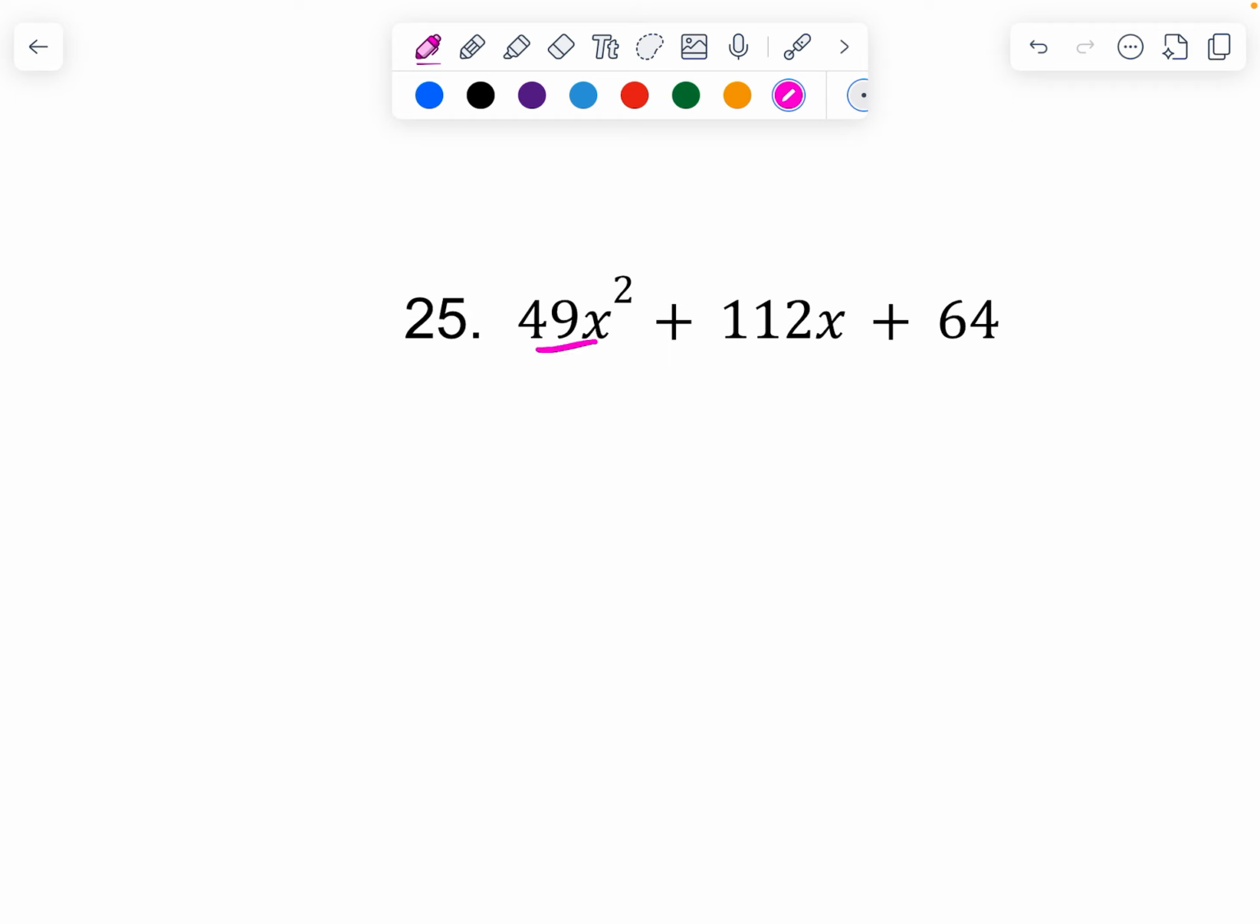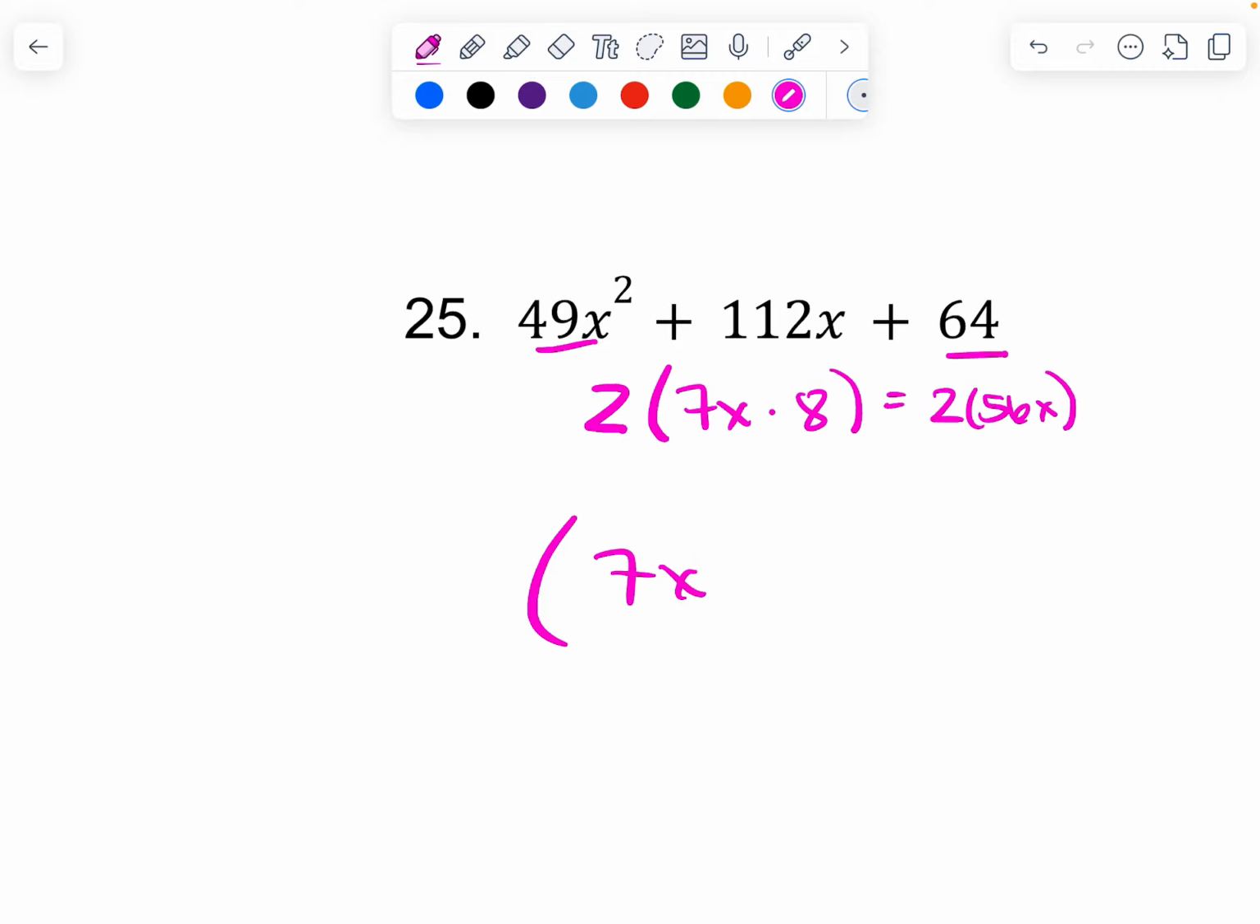Is the first one a perfect square? Is the second one or the third one a perfect square? Yes. If I took the square root of 49x squared, I would get 7x. If I took the square root of 64, that would be 8. And if I multiply those together, I would get 56x, times 2, that would get me 112x, so 7x plus 8 all squared.